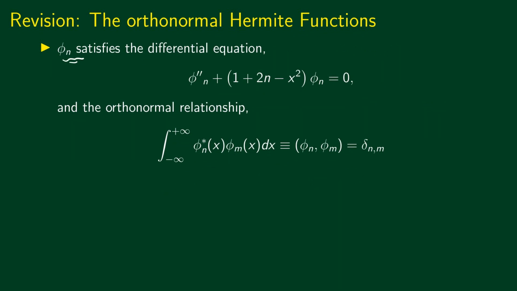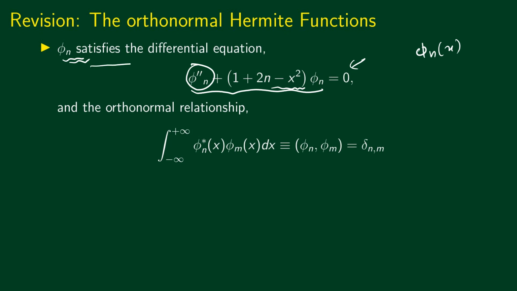Now phi n themselves, the orthonormal Hermite functions, satisfy a differential equation of this form: phi n double prime plus (1 plus 2n minus x squared) phi n is equal to 0. Which means that the solution to an equation of this form would be the orthonormal Hermite functions, given by phi n of x. Here again, phi n double prime means taking the derivative of phi n twice with respect to x, so this would be d squared phi n by dx squared.